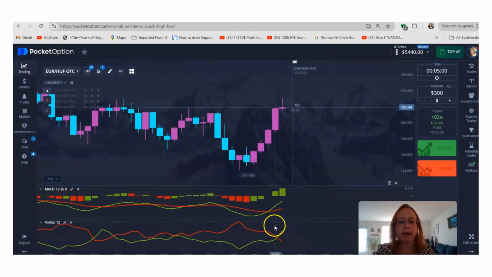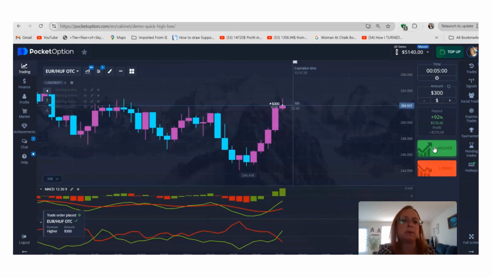I'm going to show you in here how the vortex has crossed here. The MACD is crossed here, and it looks like this trade is going to continue in an upward direction. So I'm going to go ahead and get into a trade here, and we will see what happens.